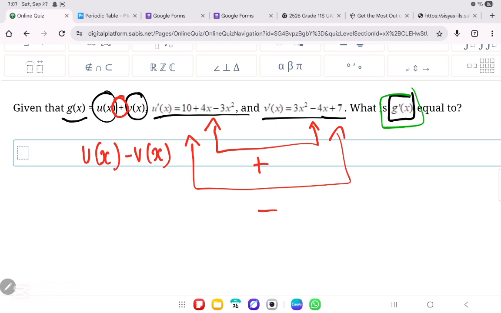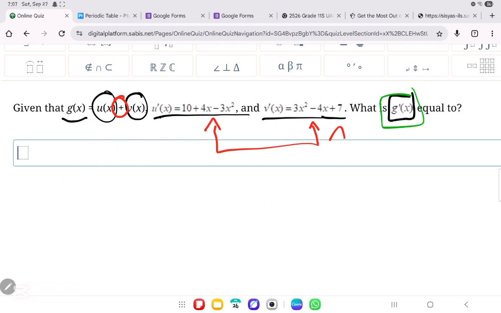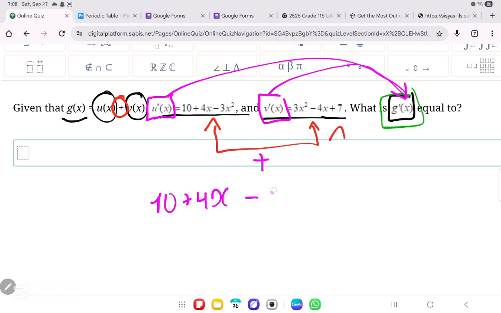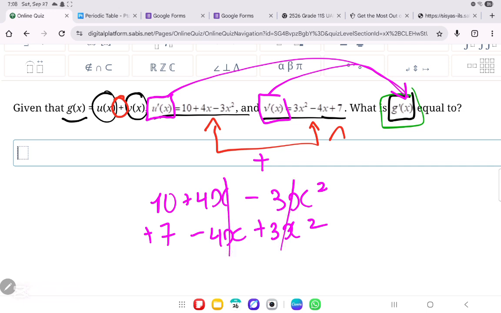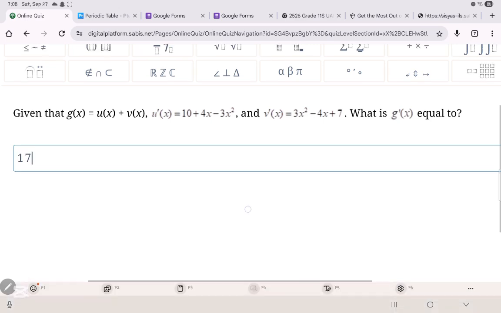So let's start, because we're dealing with plus, okay? What's that supposed to mean? That's supposed to mean that you're going to add the derivative of u and the derivative of v in order for us to get the derivative of g. So it's going to be 10 plus 4x minus 3x squared plus 3x squared minus 4x plus 7. This will cancel, and we are left with 10 plus 7, which is 17. So the derivative of g(x) is 17, very simply.